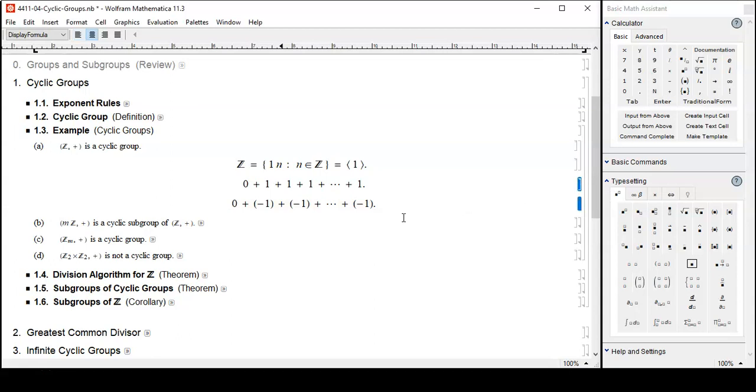Oh, by the way, if we take negative of negative 1 again, we come back to this. So this argument proves that Z can be generated by not just 1, but can be generated by negative 1 as well. Is there any other generator? Good question. Think about that.